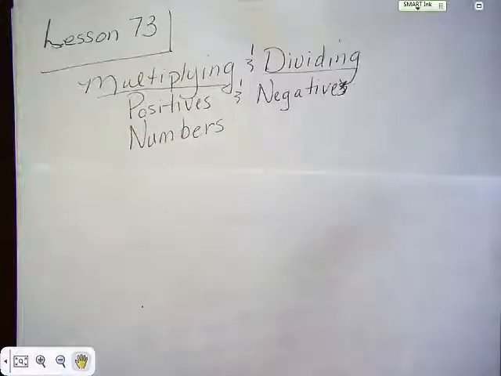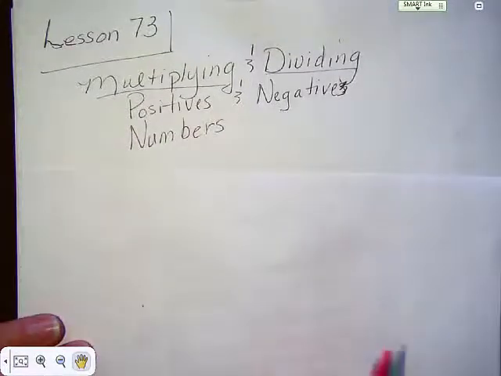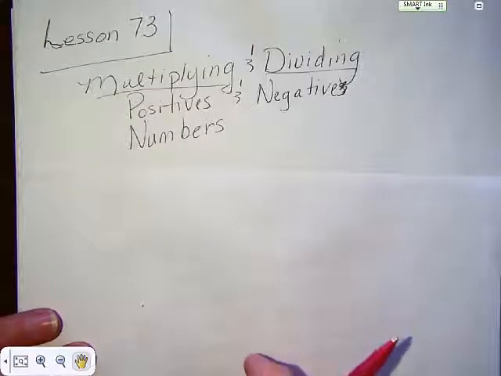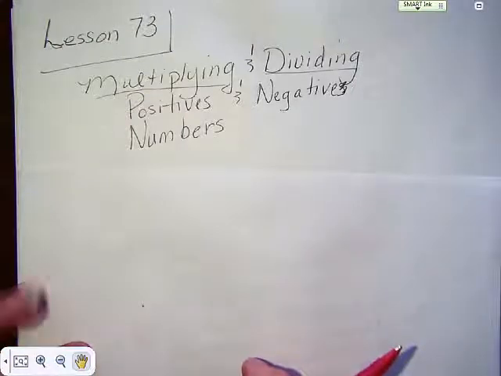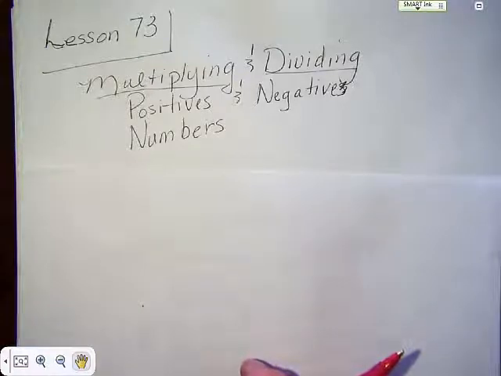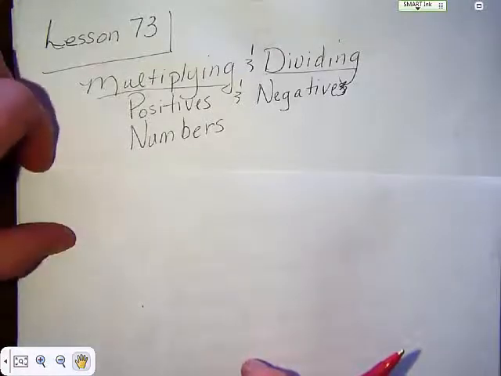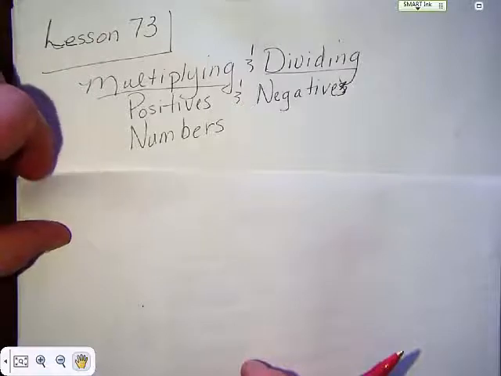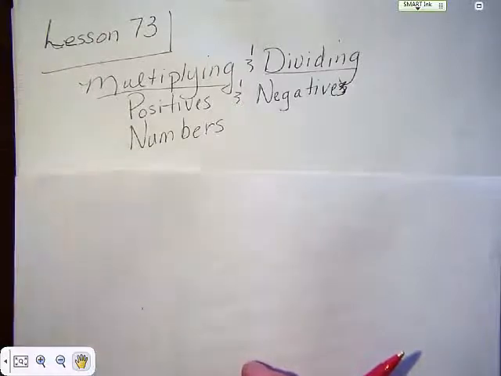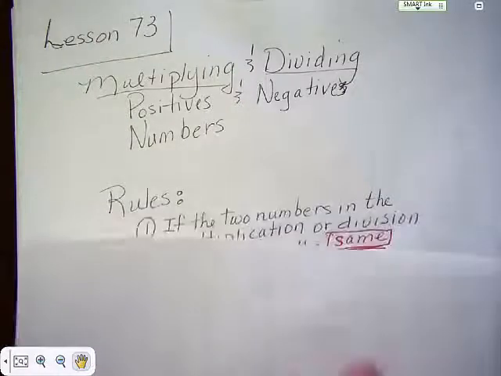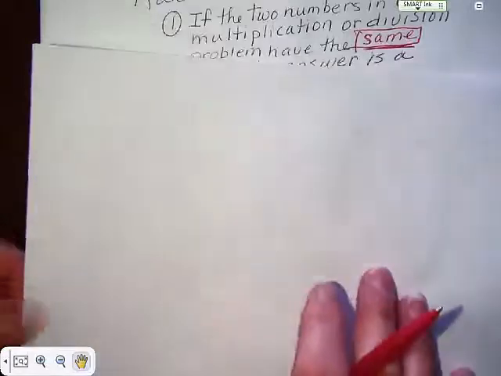Hi there. Today we are going to talk about lesson 73. And lesson 73 is pretty important. It is all about multiplying and dividing positives and negatives, and it will give you the rules. And there are definitely rules for dividing and multiplying positive and negative numbers. These you must write down.